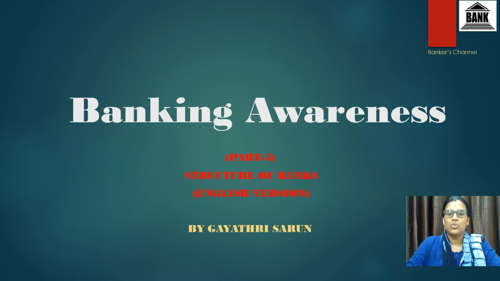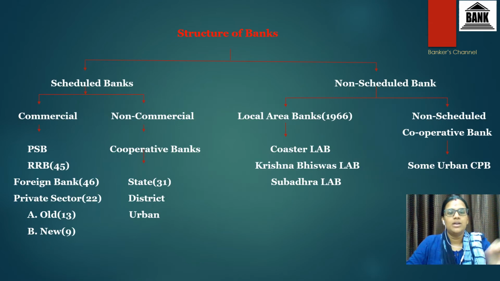Okay. So we will have a detailed study about the structure of banks in this video. Basically, banks can be divided into two types: scheduled banks as well as non-scheduled banks. Under scheduled banks, we have commercial as well as non-commercial banks. Under commercial banks, we have public sector banks, regional rural banks, foreign banks, and private sector banks. Under non-commercial banks, we have cooperative banks. And under cooperative banks, we have state cooperative banks, district cooperative banks, and urban cooperative banks.